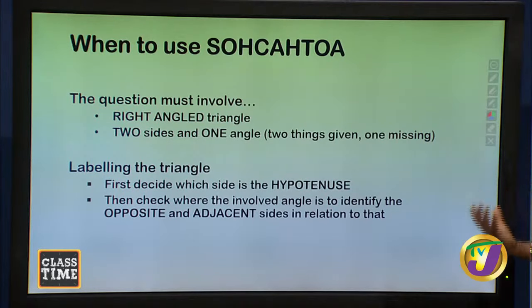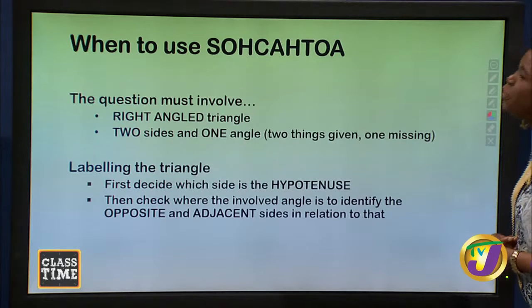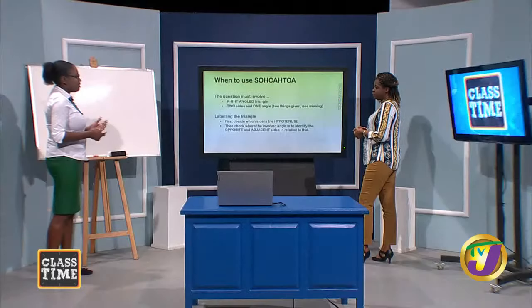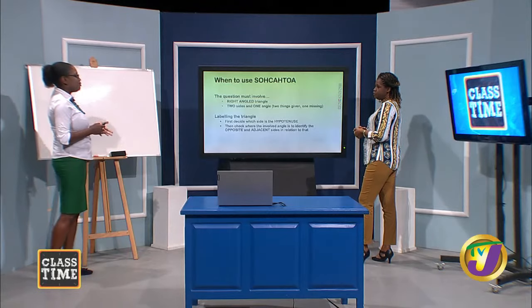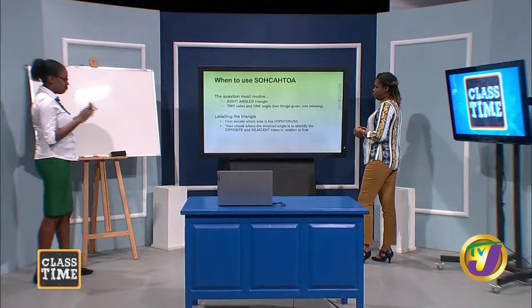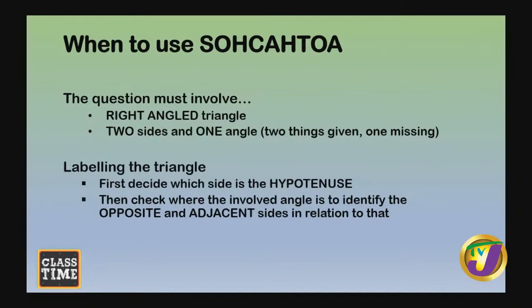Once you have two sides and an angle, or two of the quantities given and one of them is missing. And as you mentioned earlier, the hypotenuse side is the key. Once you can spot the hypotenuse side, then yes, you're good, which is across from the right angle.